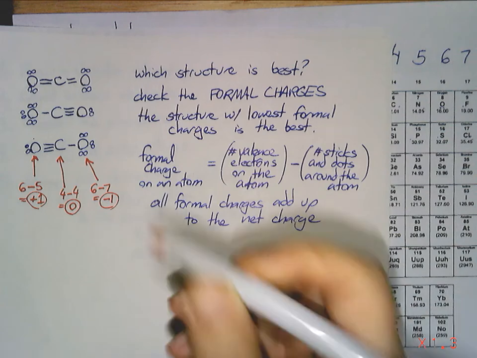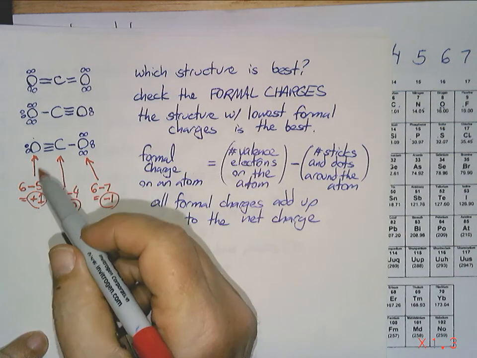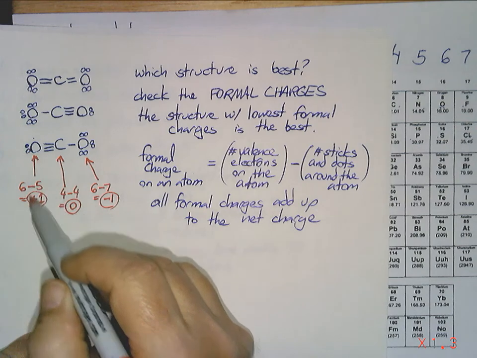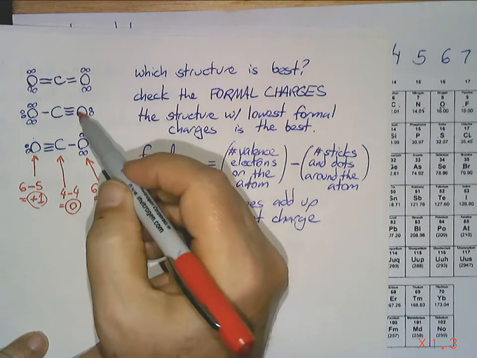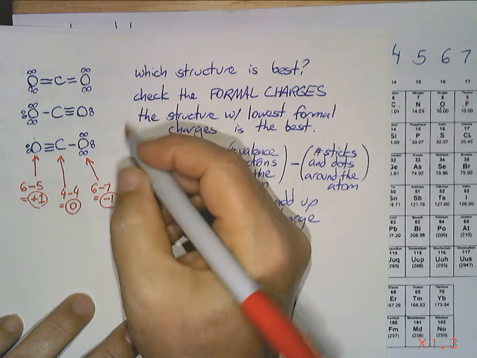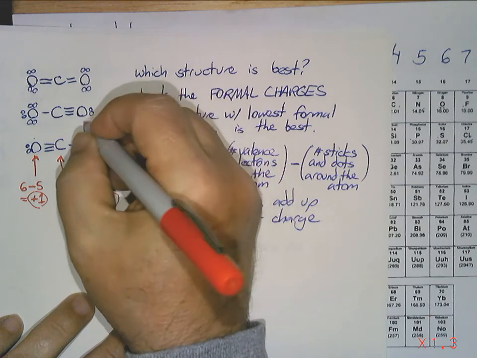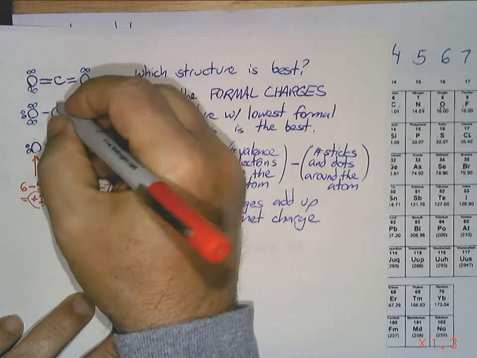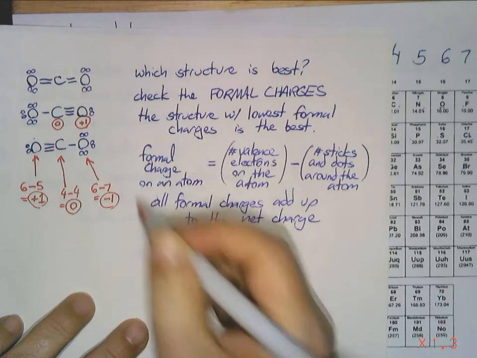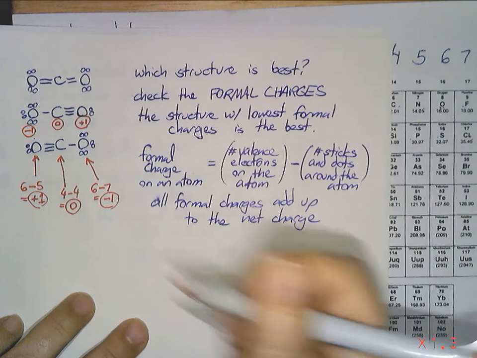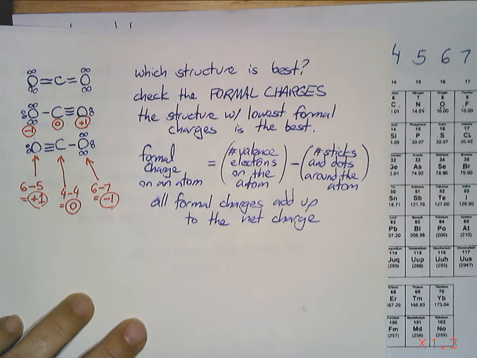Now, if I look at this one, doesn't it just look like this one flipped over? I could go and assign all the formal charges to these, but I will notice by symmetry that this one and this one are pretty much the same. So I really have a plus 1 formal charge on that one, a 0 formal charge on that carbon, and a minus 1 formal charge on that oxygen. Now let's do this structure on the top.